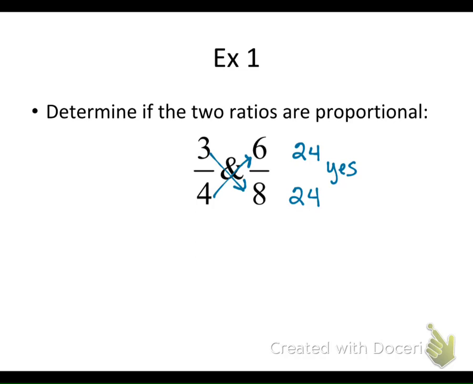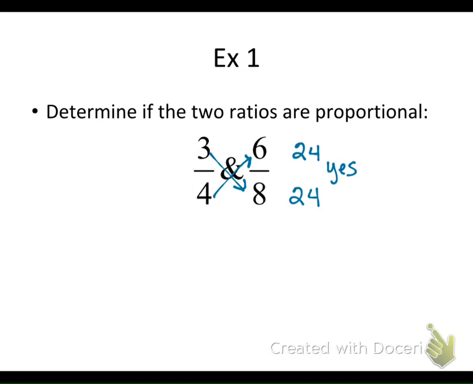What you could do is change each fraction to a decimal. So how do I change a fraction to a decimal? How do you change a fraction to a decimal? Good, AJ. I divide my numerator by my denominator. So I'm going to take 3 divided by 4. When I take 3 divided by 4, what does that equal?